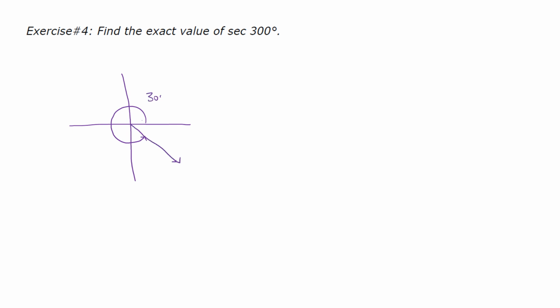This is 300 degrees. So for step number 1, we want to find our reference angle. We are going to subtract our angle from 360 degrees. And we see here that our reference angle is 60.